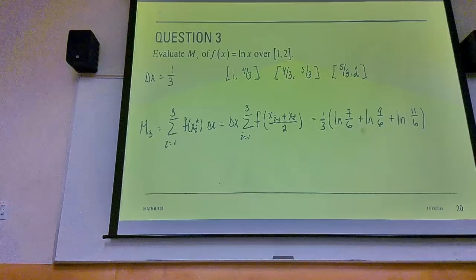You have the sum of logs, it's the log of the product. So it'd be log of 7 times 9 times 11 all over 6 cubed. 6 cubed, I believe, is 216. Yeah, 36 times 6, 216. 7 times 9 times 11. That's what, 63 times 11? Well, that's not too bad. 63 times 10 is 630. 630 plus 63, 693.